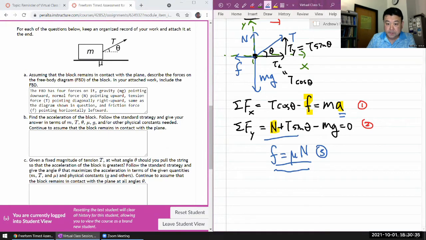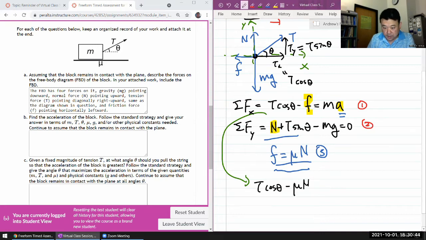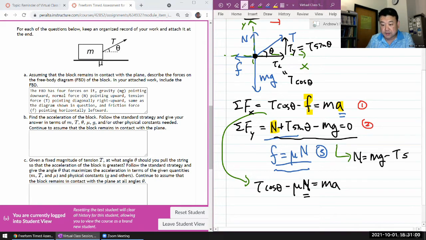Plugging in the friction, I get T cosine theta minus mu N equal to ma. But now I have the normal force, which I need to eliminate using the other equation. Solving it for normal force, I have N equal to mg minus T sine theta. This is what we really mean: the tension is helping the normal force. It allows the normal force to be less. Plug that in, and we get T cosine theta minus mu times (mg minus T sine theta) equal to ma.